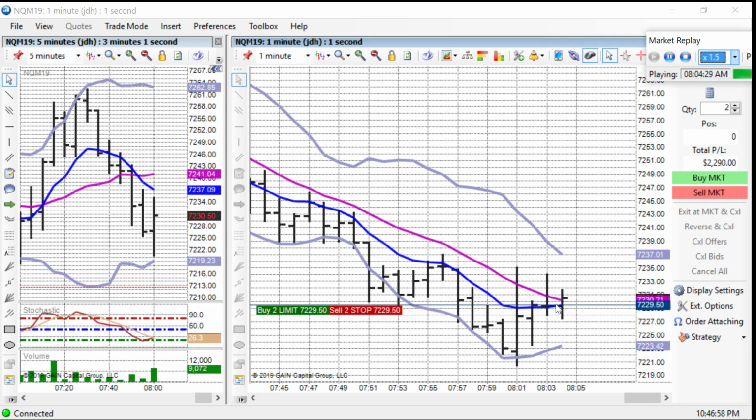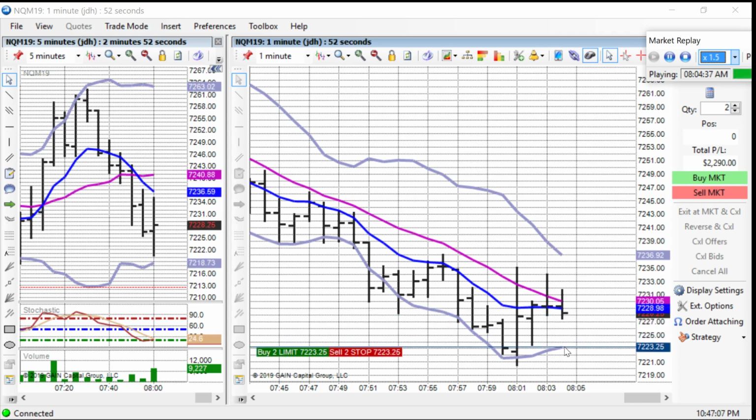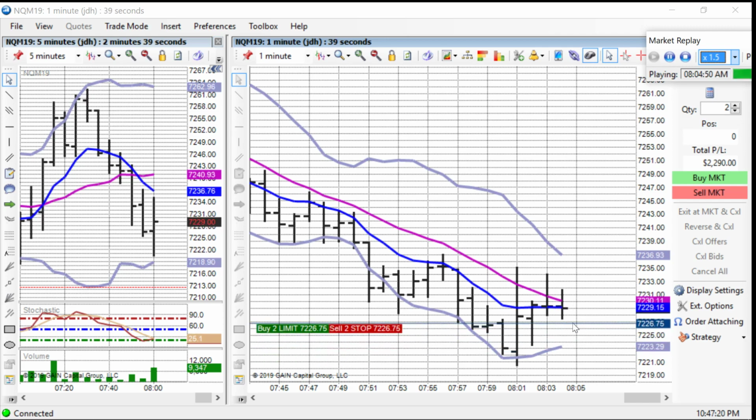You might say, well, why not enter right there? And I probably could, but I want to see a little bit more of a perfect 1, 2, 3. I'll go 1, 2, 3, somewhere down here. And then I want to see it move back up through that crossover point. So I might miss this trade right here.